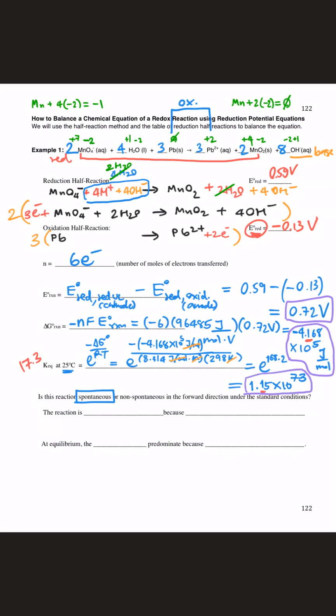If you look at all of these, you will see that they all predict the same thing. They all indicate that this reaction is spontaneous in the forward direction because the standard reaction potential comes out to be a positive value, delta G comes out to be a negative value, and the amount of product will be predominant at equilibrium, because the reaction is most likely to go completely forward. Because it is spontaneous in the forward direction, in this case we can say that the reaction is spontaneous.